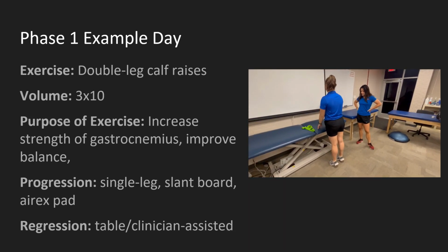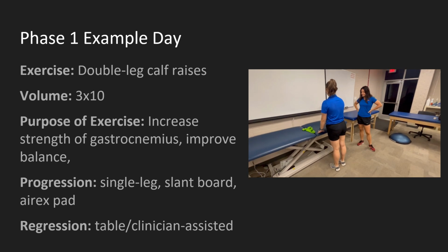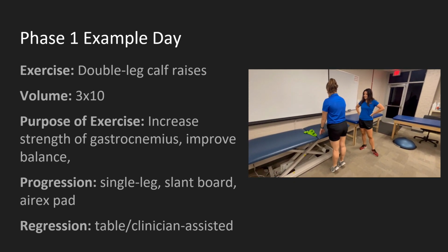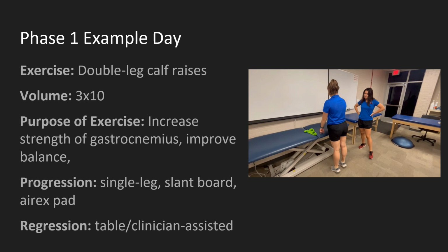Next will be double leg calf raises. This increases strength in the gastroc and improves balance. Some progressions can be single leg, on a slant board, on an AirX pad, or eccentric. And then regression can be table or clinician assisted. So as you can see in the video, I'm kind of holding onto the table to help keep my balance, to help keep some of the pressure off of my leg if weight bearing is still hard for the patient.